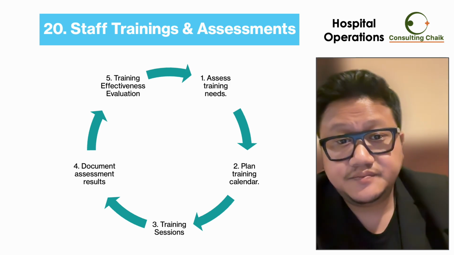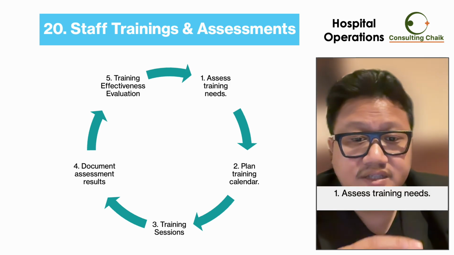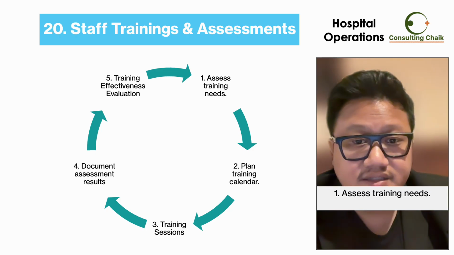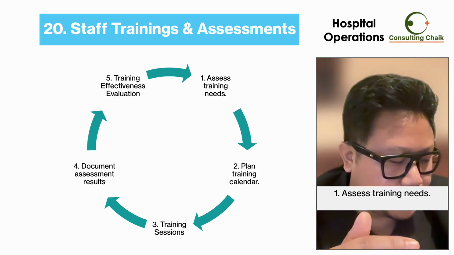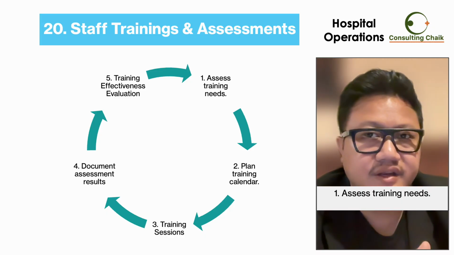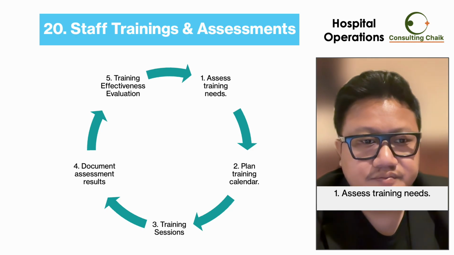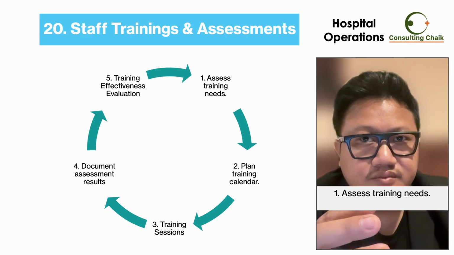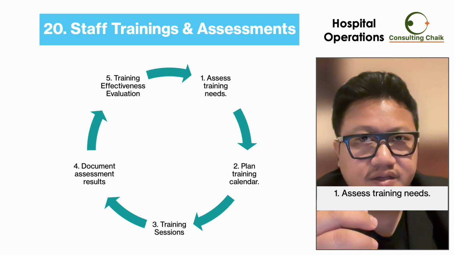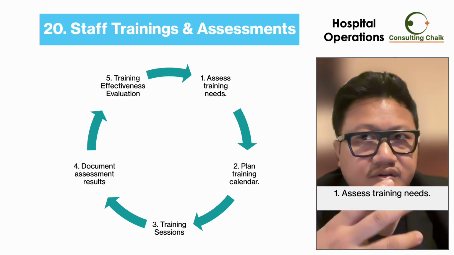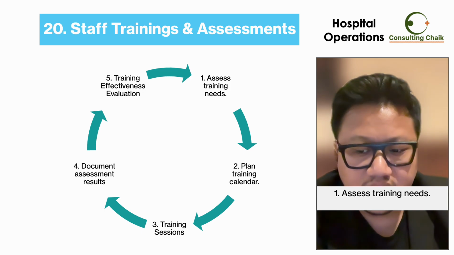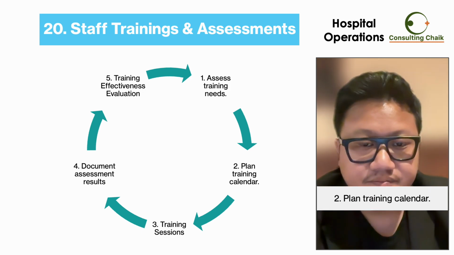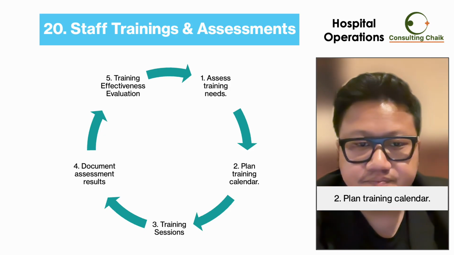Staff training and assessment. Staff training assessment starts with assessing the training needs. You can plan as per the requirement of your hospital and also as per the requirement of NABH. You first need to make a training calendar. To make the calendar, it's okay, but you need to have clarity of where you need to train your staff. This is going beyond the NABH requirement. Then plan a training calendar.